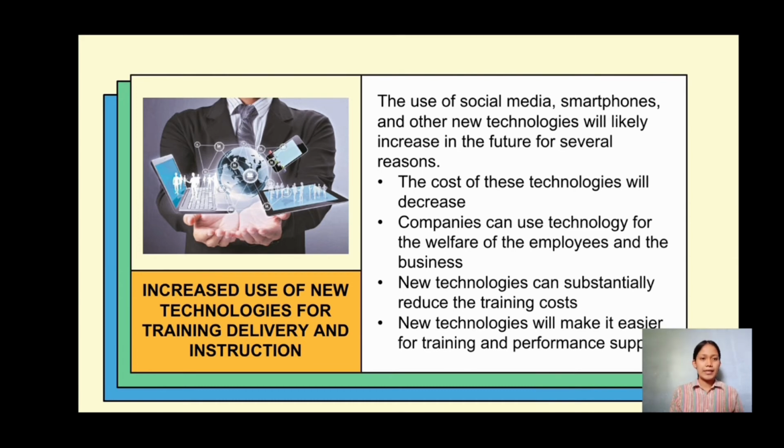Fifth, as companies employ more contingent employees, when we say contingent employees, they are the part-timers and consultants and offer more alternative work arrangement. Example, the flexible work schedules and working from home. Technology will allow training to be delivered to any place and at any time. Lastly, new technologies will make it easier for training and performance support to be accessible to learners anytime and any place.